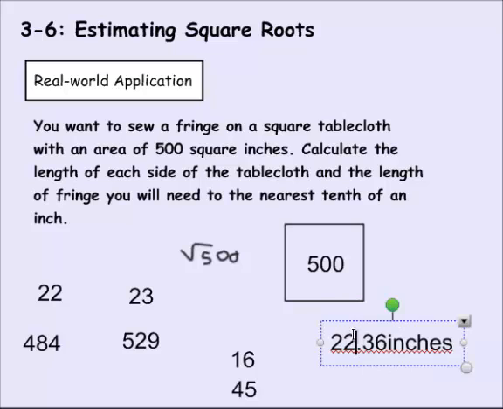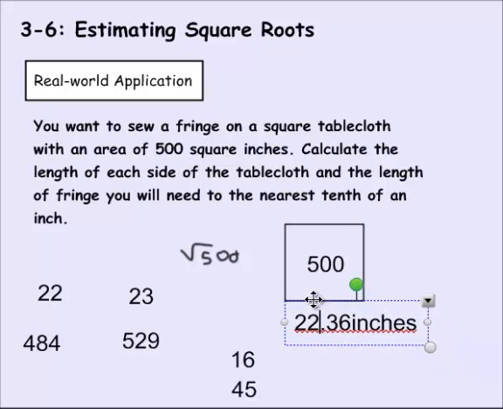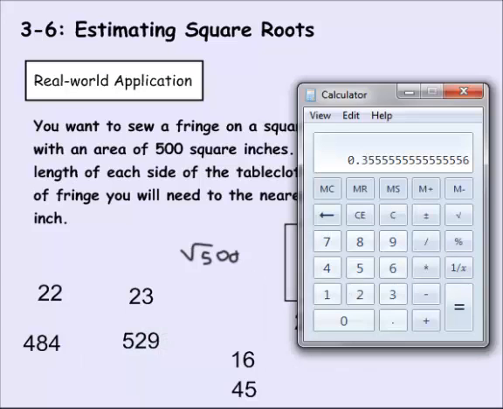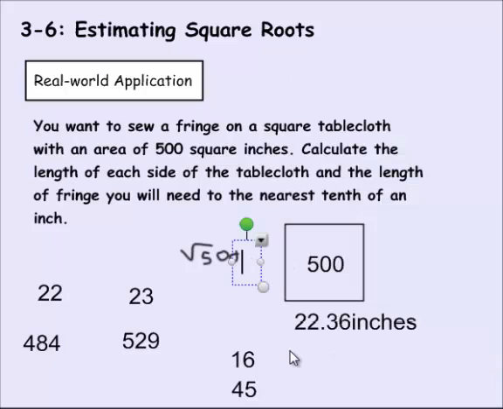But that's only one side, right? We found the length of a side. It tells us we need the length of the fringe we'll need on the perimeter. The fringe goes all the way around, so that's 4 sides. So I need to take this answer and multiply it times 4 because that's the length all the way around this square. So 22.36 times 4 would be 89.44. And that would be our answer.